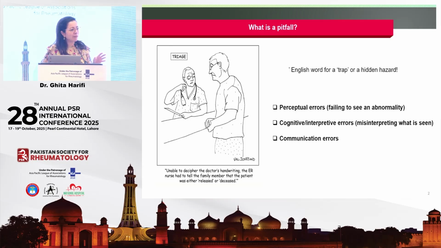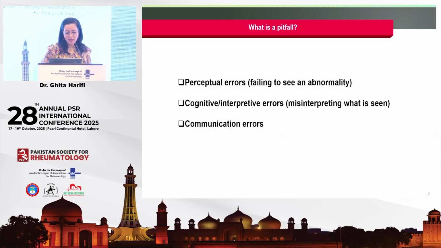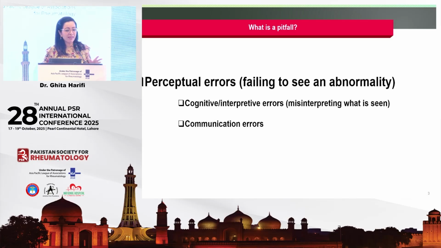Conceptually, there are 3 types of pitfalls. The first type is perceptual errors, meaning failing to see an abnormality. The second type is cognitive or interpretive errors. This is when we see the lesion, but we misinterpret what is seen. And the third type of pitfalls is related to communication errors. Perceptual errors are when we fail to see an abnormality.